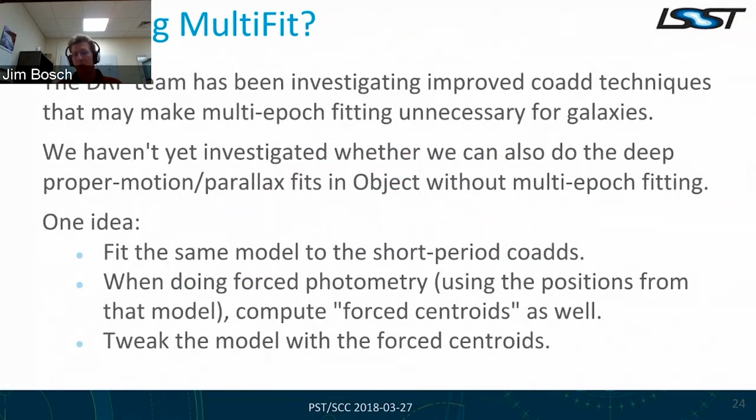I'm particularly worried about whether this works in the case of objects with very high parallaxes, of which there will not be too many, but we certainly don't want to miss out on them.